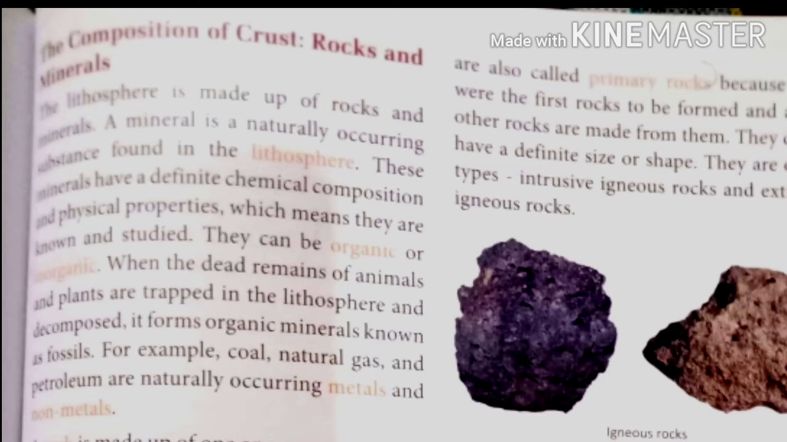They can be organic. Organic means produced by natural materials, or inorganic, not made of living things. When the dead remains of animals and plants are trapped in the lithosphere and decomposed, whichever animals and plants die and later get trapped, buried in the earth's surface, and later slowly decompose, it forms organic minerals, such as fossils, fuels, for example coal. Fossils are coal, natural gas and petroleum, naturally occurring metals and non-metals.